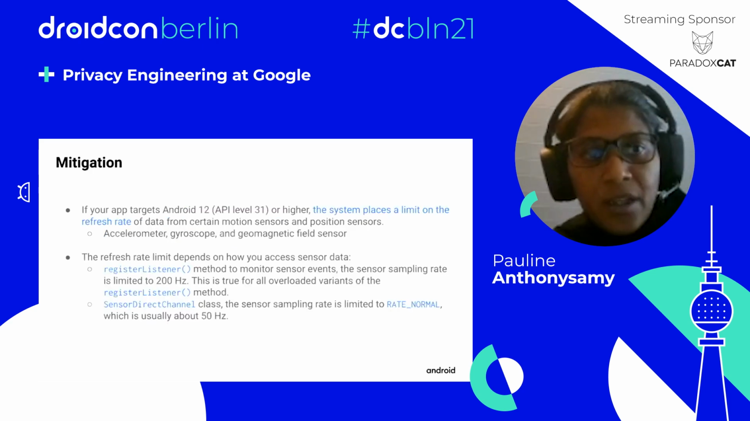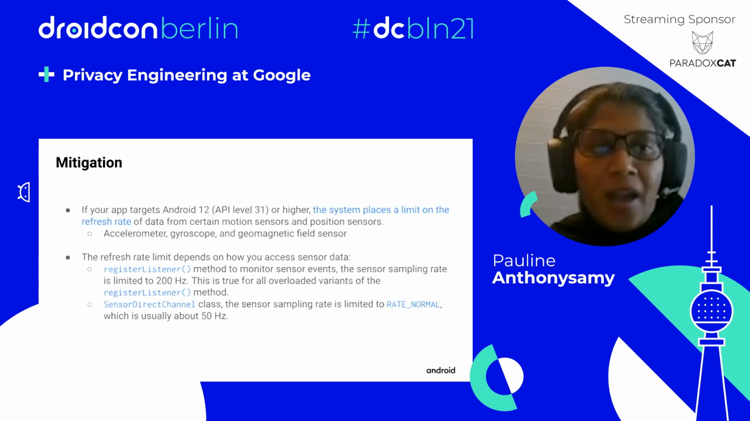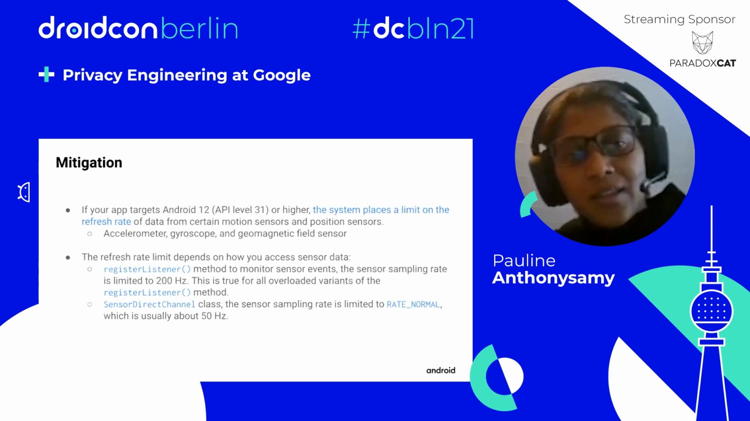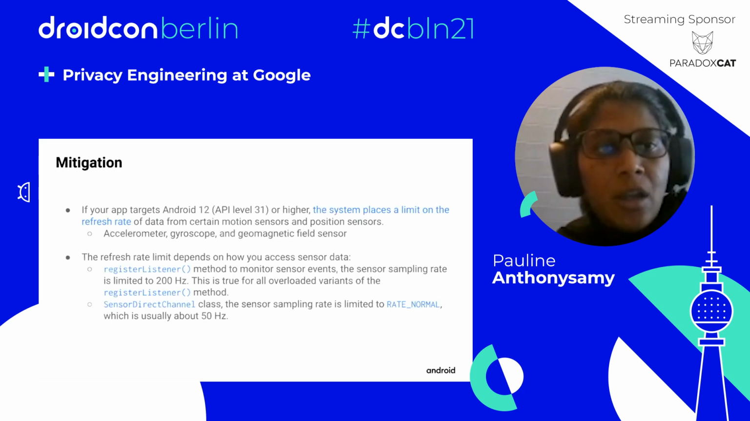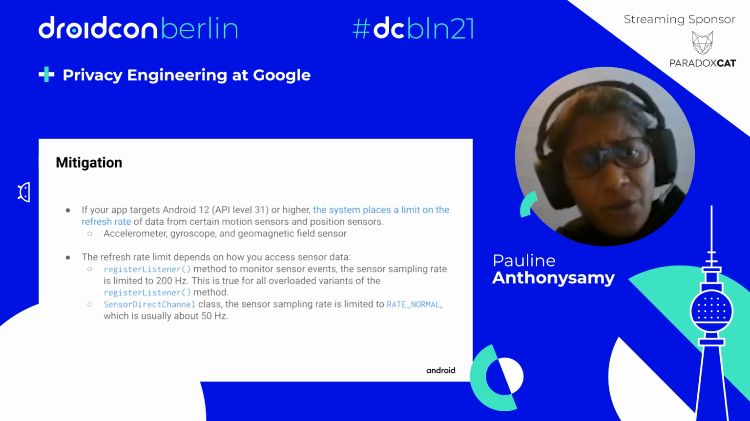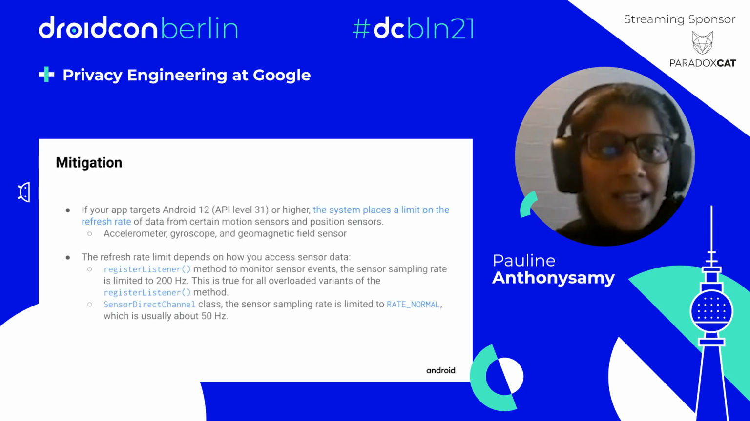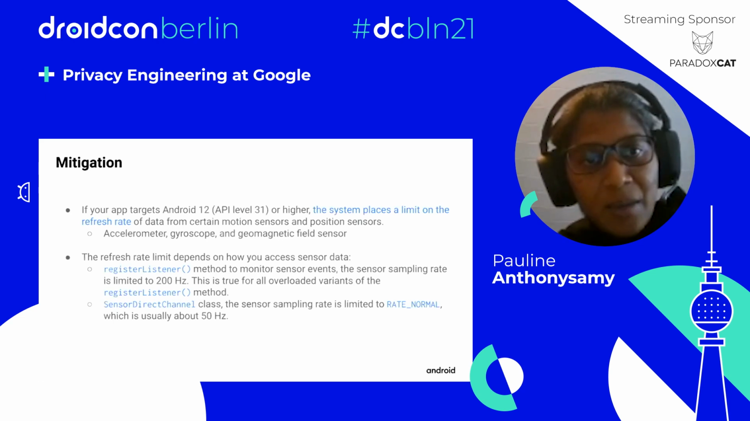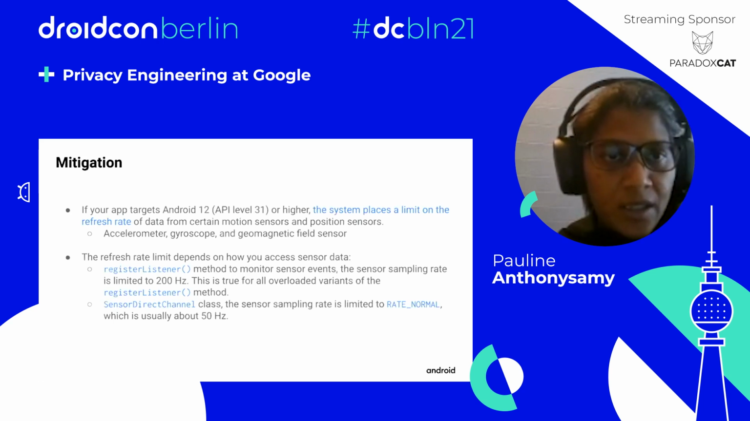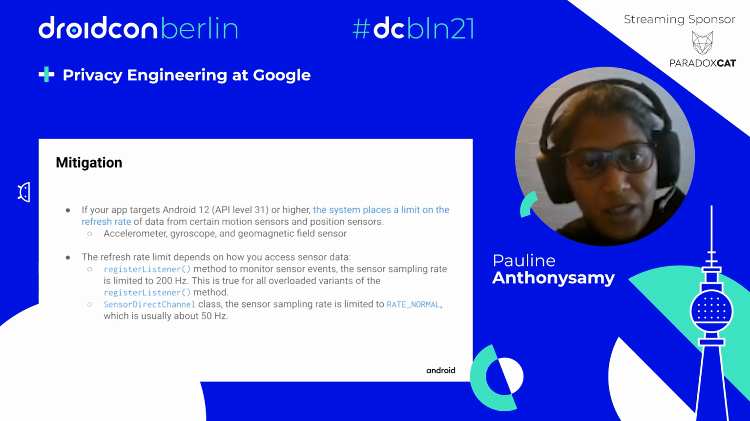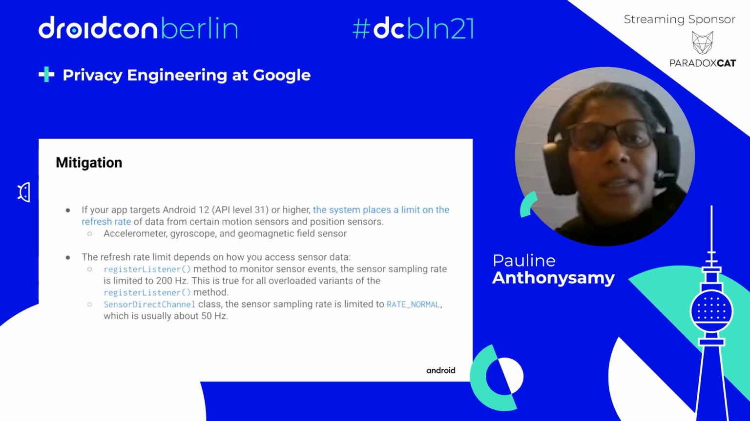So in Android 12, what we did is that if your app is targeting Android 12, the system places a limit on the sampling rate of these sensors. The sensors impacted here are the accelerometer, gyroscope, and geomagnetic field sensors. And the refresh rate really depends on how you access the sensor data. If you use the register listener method to monitor the events, then the sampling rate is limited to 200 hertz. And if you're using the sensor direct channel, then the sampling rate is limited to about 50 hertz, when you use the rate normal.